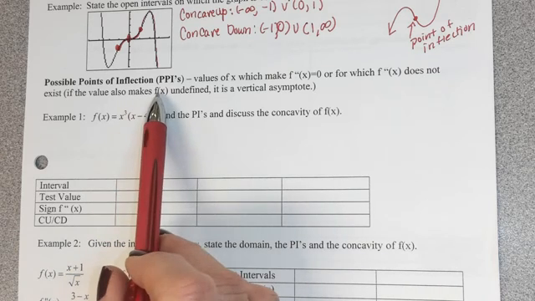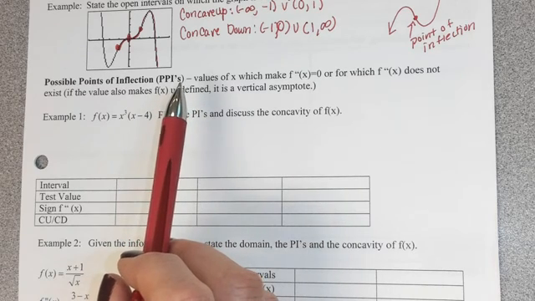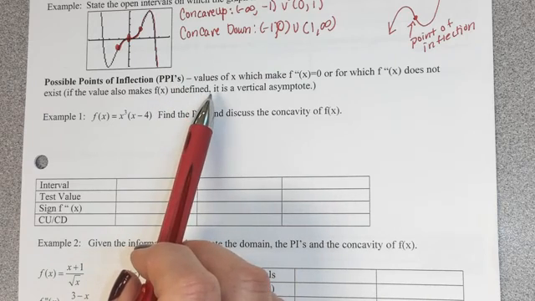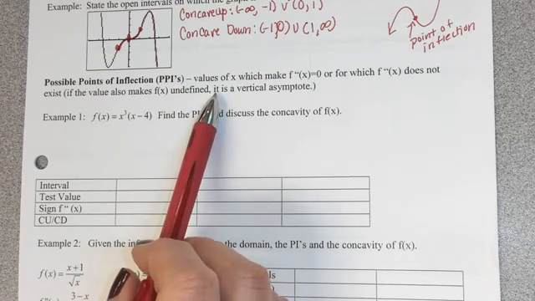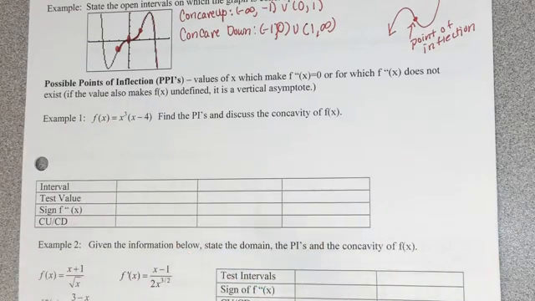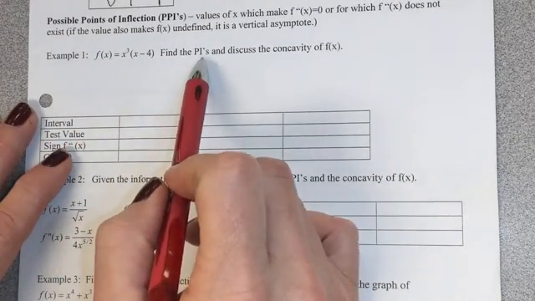Remember, a vertical asymptote wins out over everything. If you've ever played euchre, it's like the trump card. You know, if you play trump, that beats everything else. All right? So that's the way a vertical asymptote works. A vertical asymptote is going to beat out a possible point of inflection, and it's going to beat out a critical number.